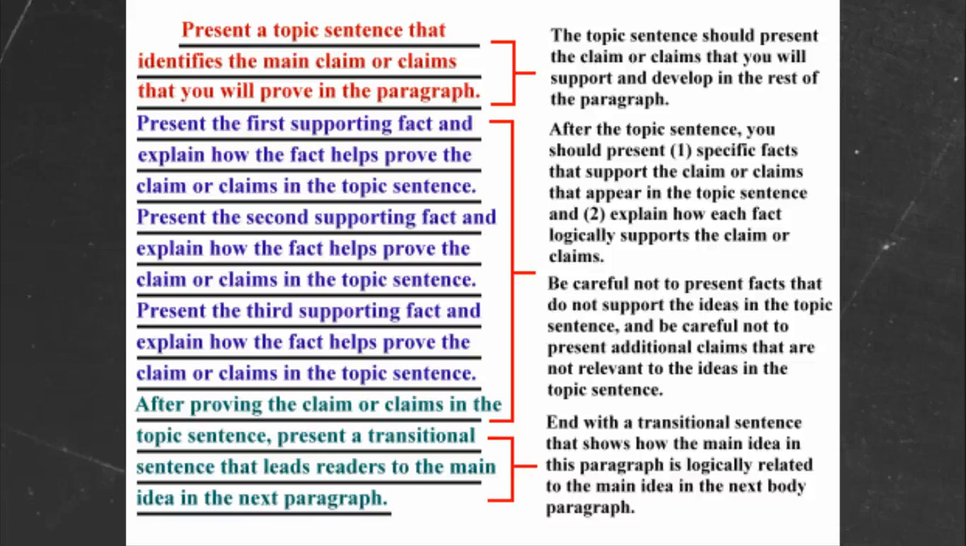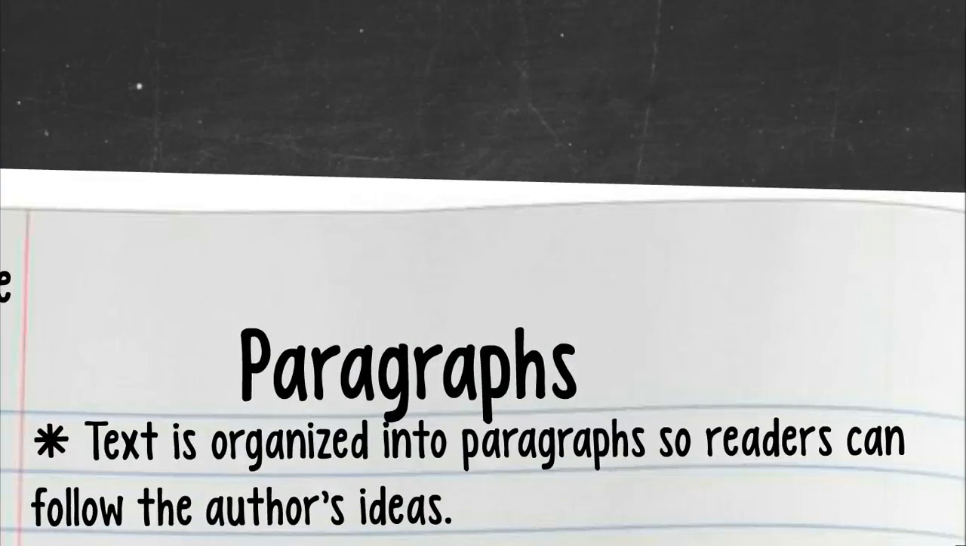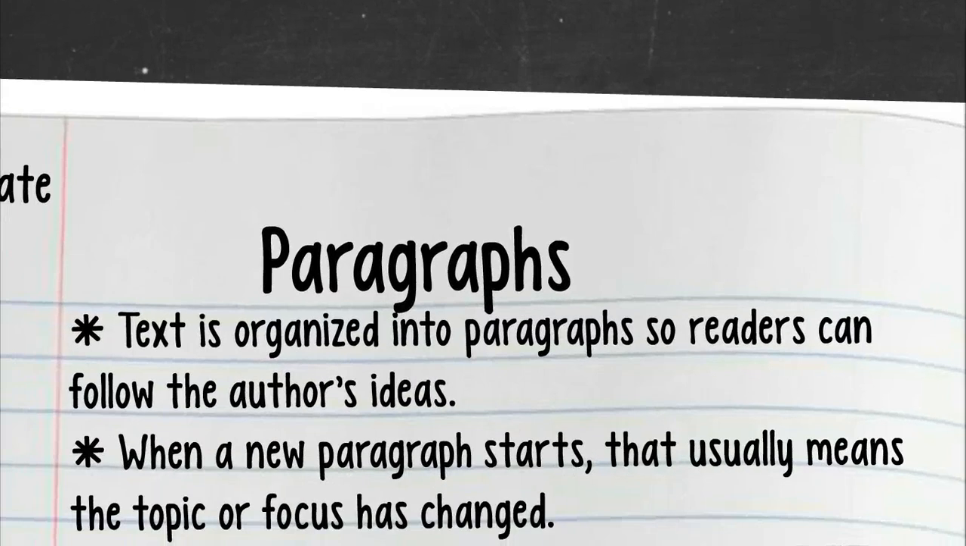Right? So now that we've got a good understanding of that, let's write a little of that down. When we talk about paragraphs, the text is going to be organized into paragraphs so that readers are able to follow the author's ideas. The paragraphs give us a visual of what information goes together and when the author is switching to a different piece of information. Just like we said, when a new paragraph starts, that usually means that the topic or the focus has changed.